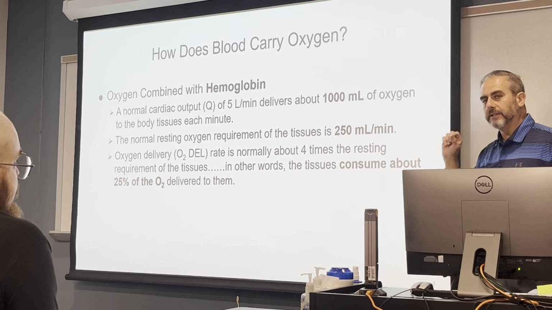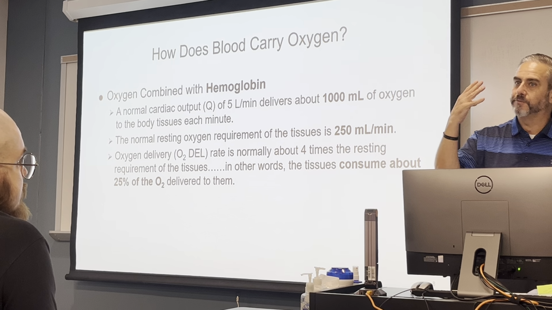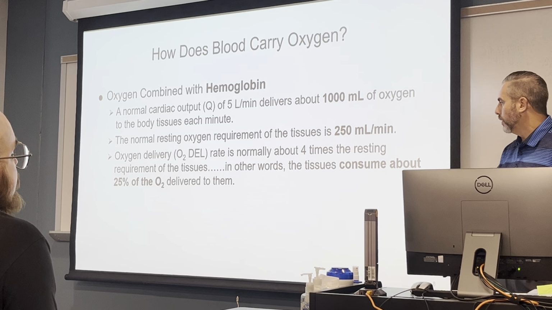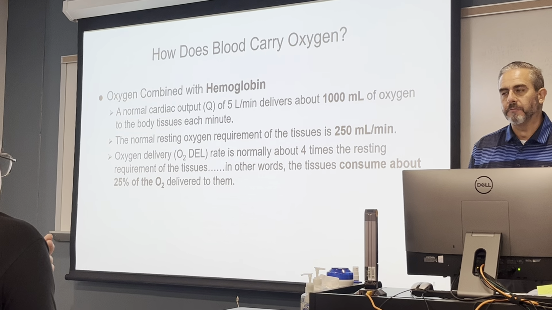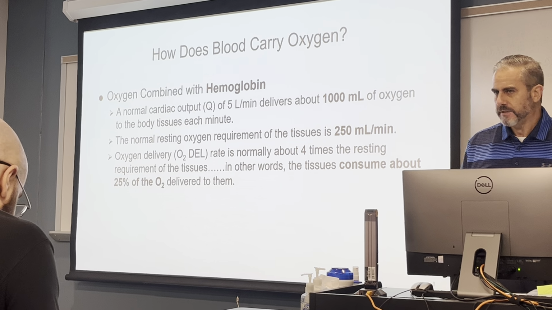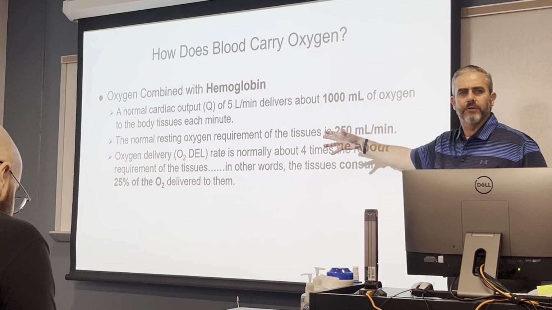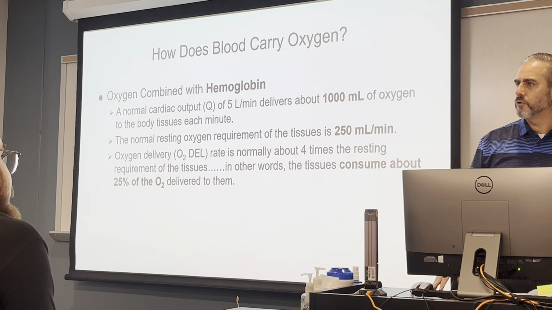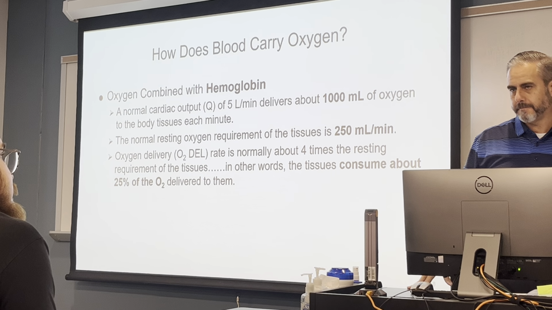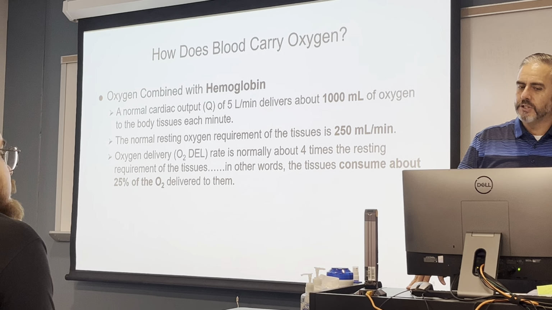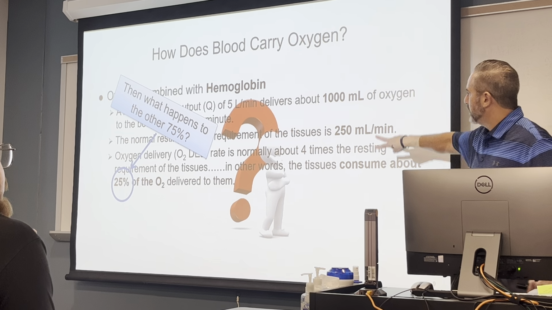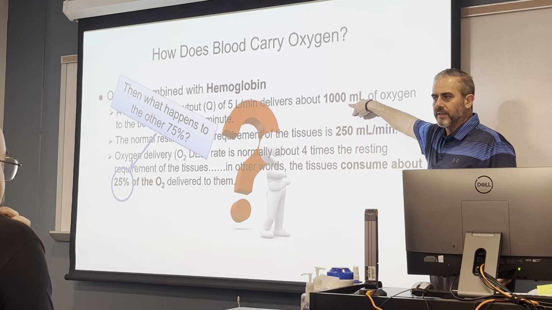So, oxygen delivery to the tissues is normally about 4 times what the tissues actually need. In other words, the tissues consume about 25% of the oxygen delivered to them. Just a little simple ratio math here. So the body extracts about 25% of the oxygen that is delivered to it. My question to you, then: what happens to the other 75%? Or what happens to the other 750? Where does it go?